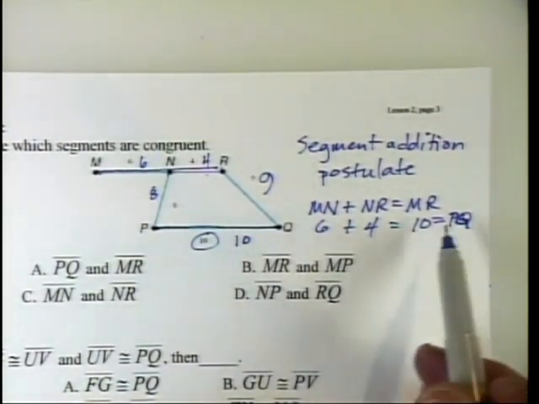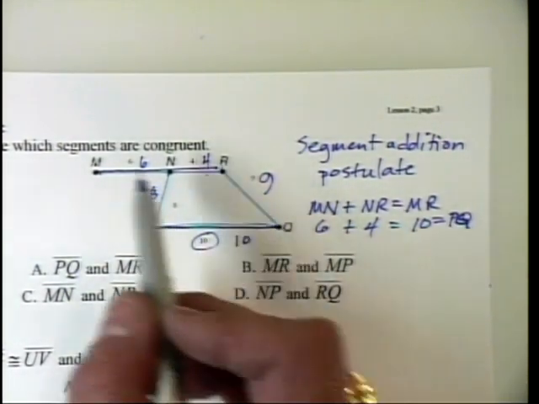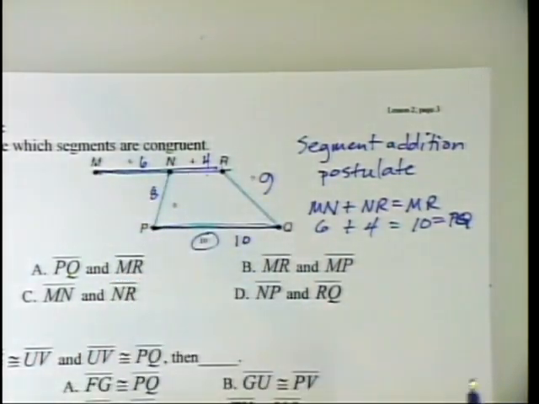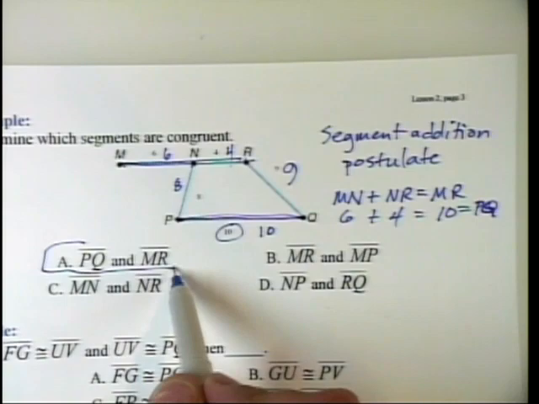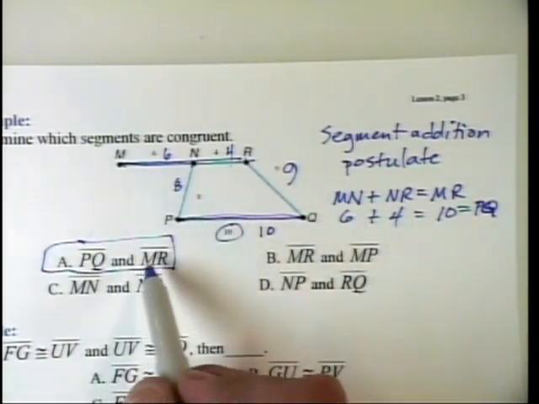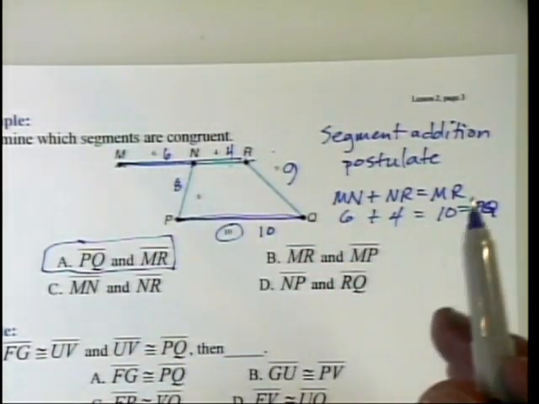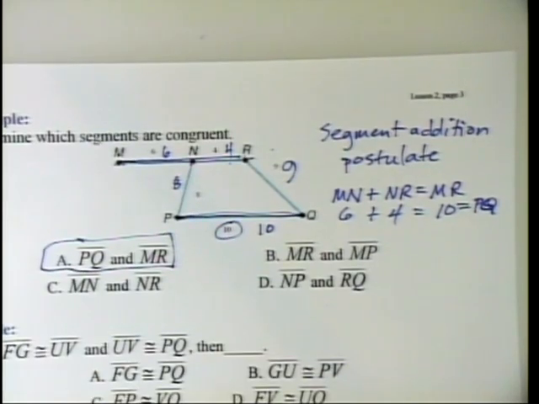Okay, so basically, if we know then that segment PQ is congruent to segment MR, which choice is that? Well, it happens to be the first one down here. Segment PQ and MR are congruent because their lengths are equal.